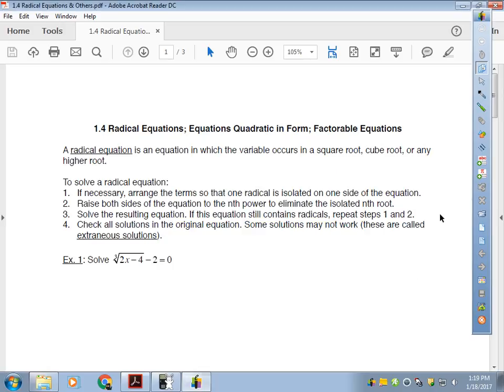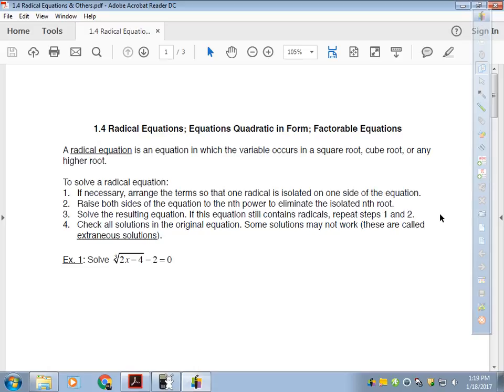Alright, so this is section 1.4, which is about radical equations, equations that are quadratic in form, which means that they can be changed into a quadratic and solved, and equations that are factorable. So we're going to start off with radical equations.